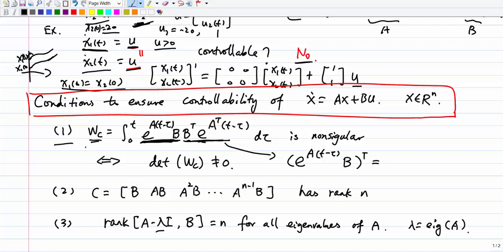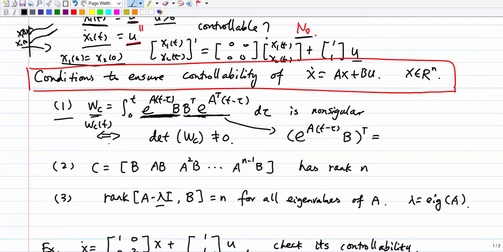Essentially you get this WC, which is a function of t, because for different t you have different values, right? And what I want to make sure is that this WC is non-singular, which means the determinant of WC is non-zero. This should hold for all t, right?